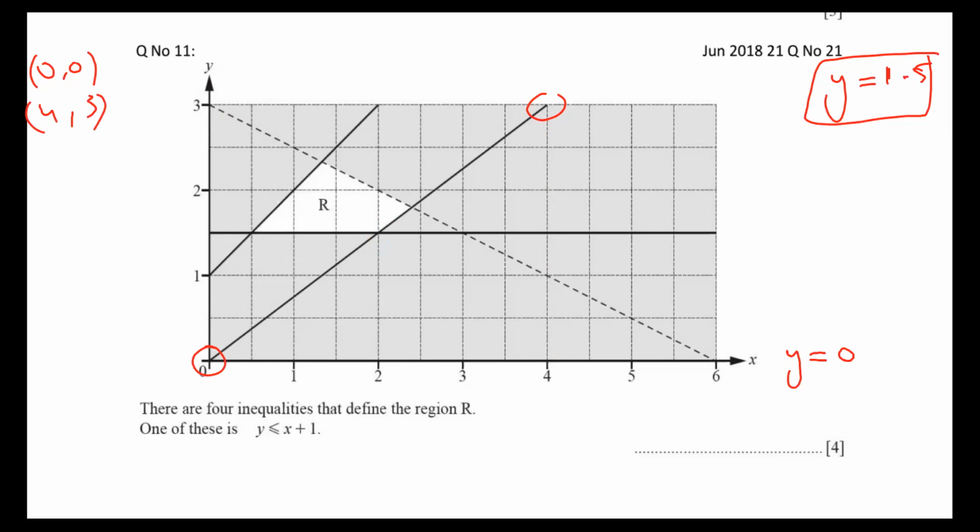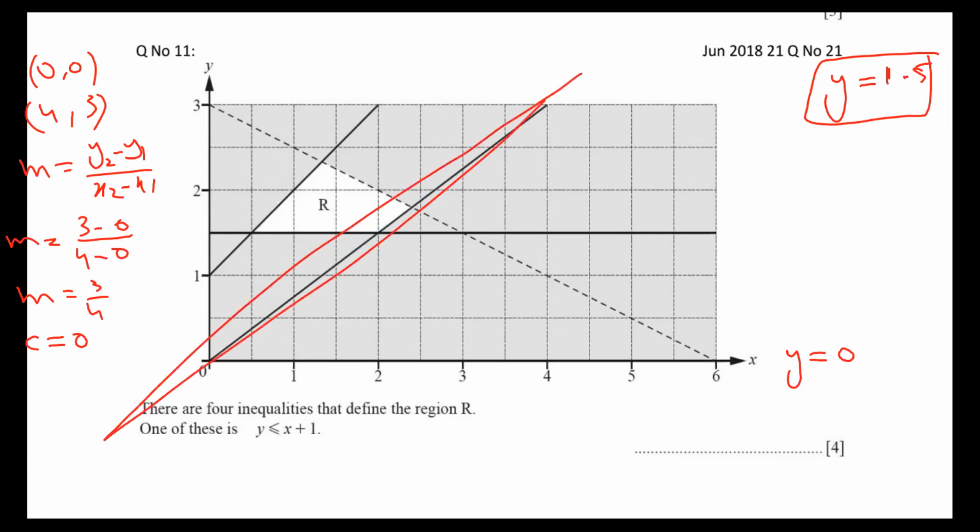And what is the gradient formula? All of you know it: y2 minus y1 over x2 minus x1. Here y2 is 3 and y1 is 0, so 3 minus 0 over 4 minus 0. I got gradient 3 by 4. C does not need working out, because this line cuts the y-axis at 0. So C is 0 for this line.